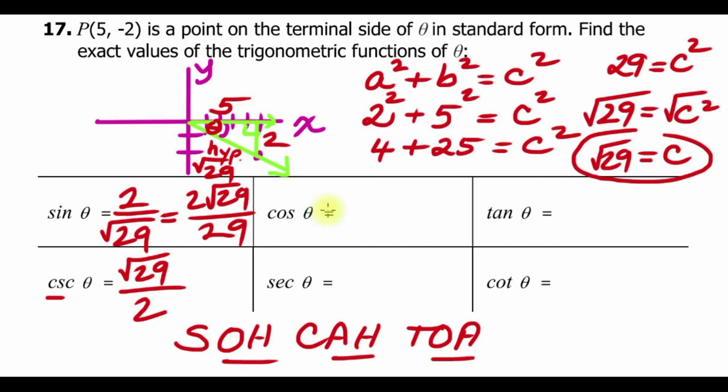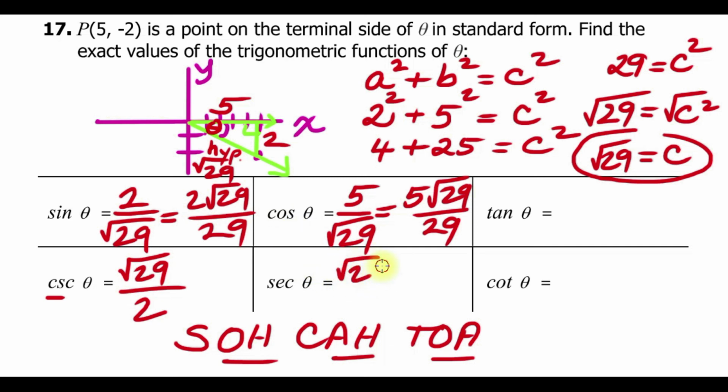Moving on to cosine. Cosine is adjacent over hypotenuse, so that would be 5 over square root of 29. So 5 square root of 29 over 29 after you rationalize. And then secant is the reciprocal of cosine. So this is going to be square root of 29 over 5. Okay, you just flip it. Tangent is opposite over adjacent, so that's going to be 2 over 5. And then cotangent is the reciprocal of tangent, so that would be 5 over 2.